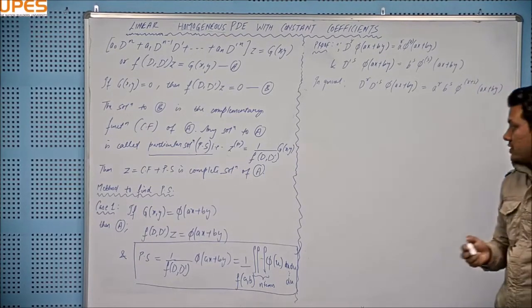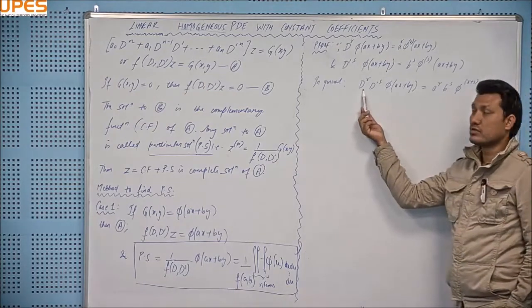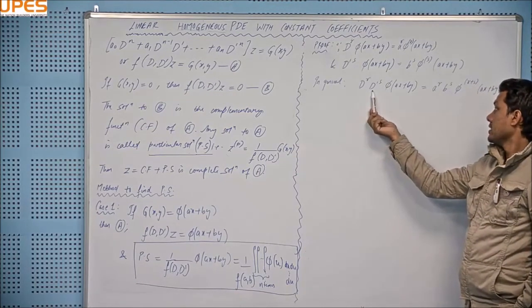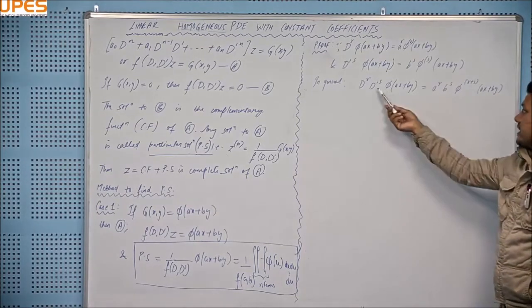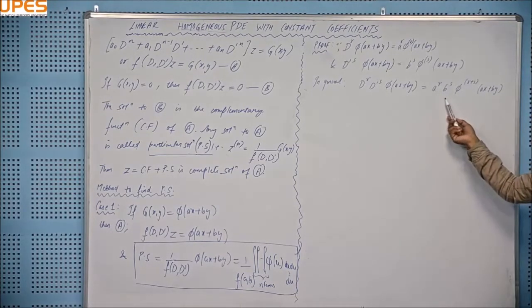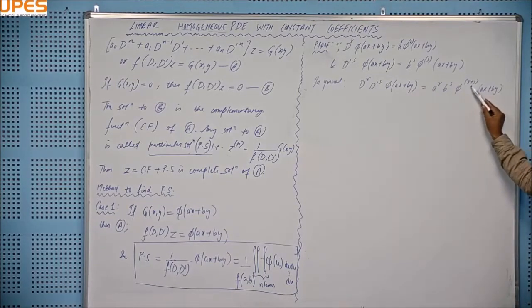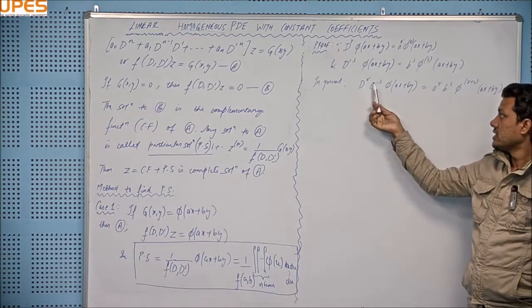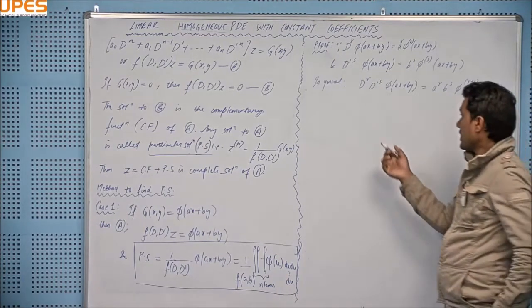Now this will be the base of this formula: whatever derivative in terms of D and D' appears here, on the right hand side D is replaced by a and D' is replaced by b. You will see that the function is replaced by its derivative, and the order of the derivative is equal to the sum of these powers, right?